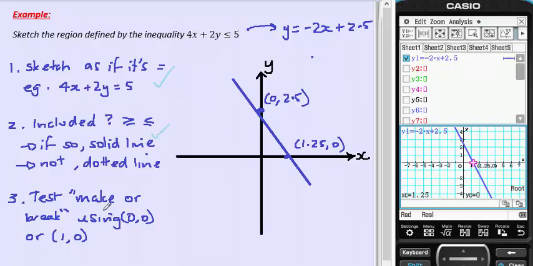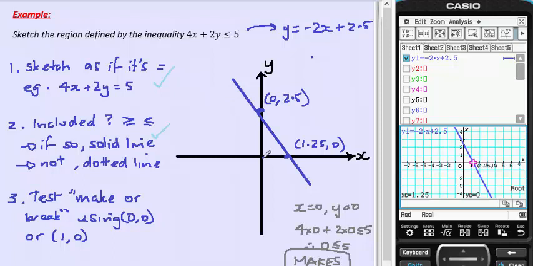So that's done. And now I'm going to check my point at the origin. When x is 0 and y is 0, which is at the origin, then my inequality becomes 4 times 0 plus 2 times 0 is less than or equal to 5. So therefore 0 is less than or equal to 5. Now because this is true, this makes the rule. And therefore the origin, the 0, 0 point, is in the region that I'm looking for.